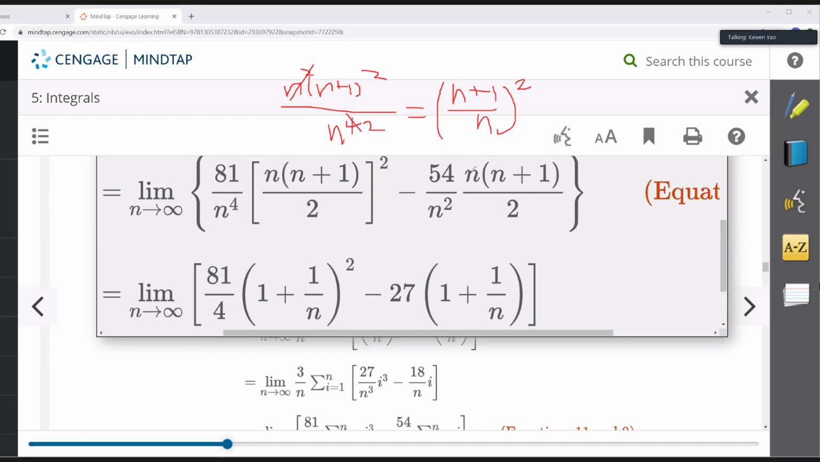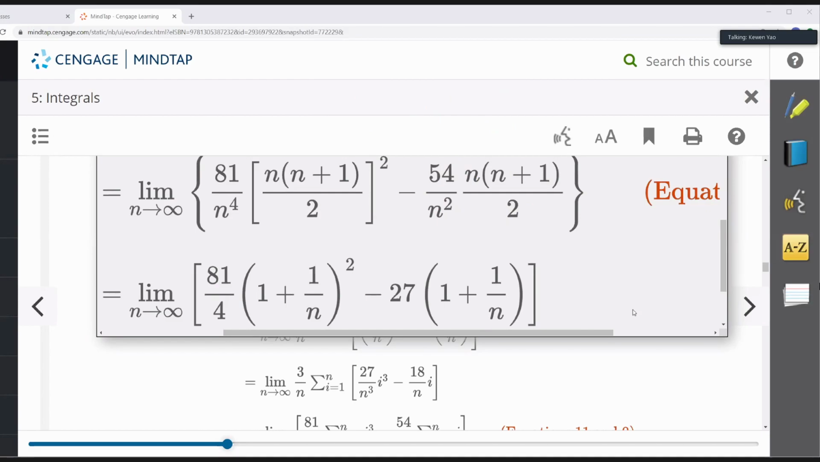Minus 27. Here you can cancel n. Cancel n, so it becomes n plus 1 over 2n. Put n here, 2n. Now you can do n over 2n. 54 over 2 is 27. So this is 27. Now n over n is 1, 1 over n is 1 plus n. So we have this. Very nice.